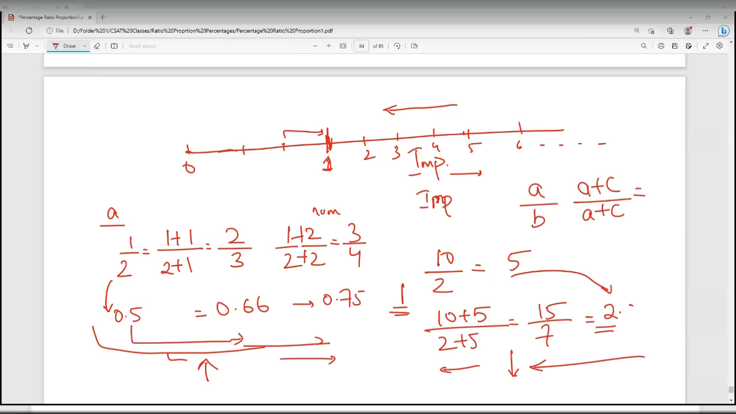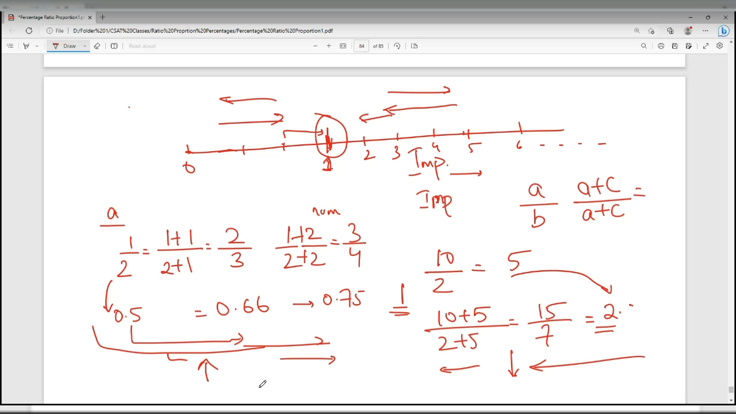I hope I'm clear. If you want more clarity, just take an example like what I have taken, 1 by 2, and keep adding or subtracting. If you are subtracting, it will move away from 1. If you are adding, it will move towards 1. Even here also, if you add equal numbers, it will move towards 1. If you subtract, it will move away from 1. For example, this 1 would act like a magnet, and these fractions will come towards it if you are adding something. If you are subtracting something, they will move away from it.